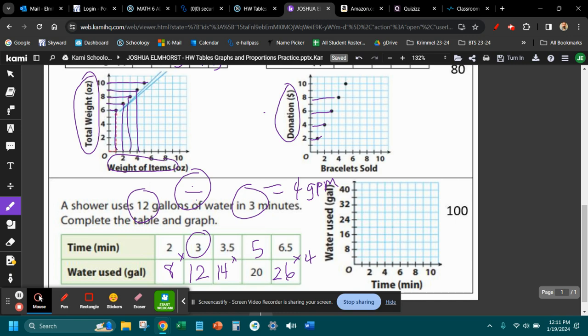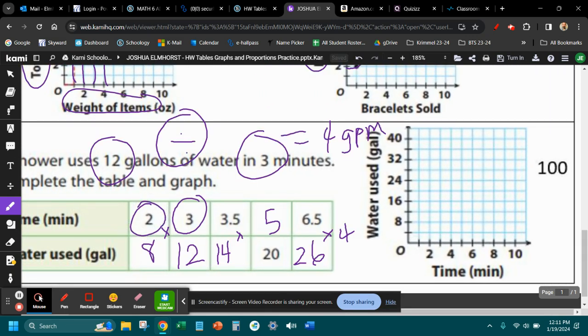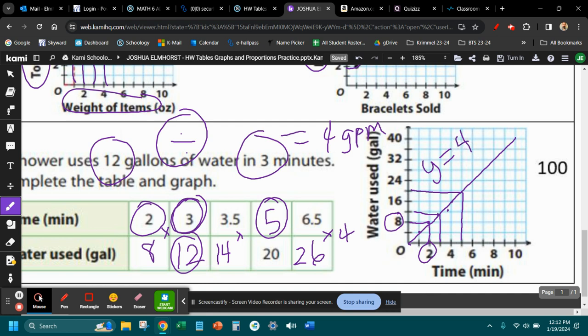You may not be able to graph all of these, but time in minutes, when that is 2, the water is 8. 2, 8, 3, 12, and then 5, 20. So it looks like we have a linear relationship where it's just being multiplied. And the y output is equal to whatever the time is multiplied by 4.